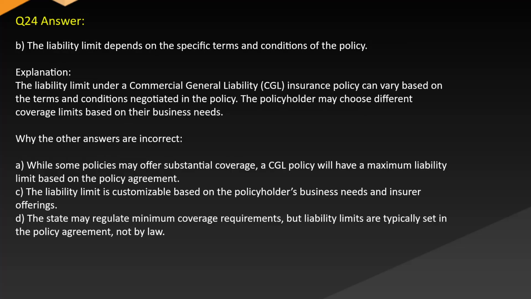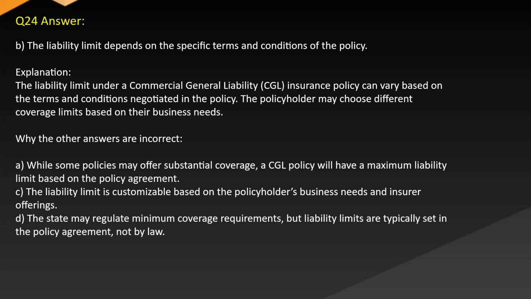Answer: B. The liability limit depends on the specific terms and conditions of the policy. Explanation: the liability limit under a Commercial General Liability (CGL) insurance policy can vary based on the terms and conditions negotiated in the policy. The policyholder may choose different coverage limits based on their business needs. While the other answers are incorrect, while some policies may offer substantial coverage, a CGL policy will have a maximum liability limit based on the policy agreement.